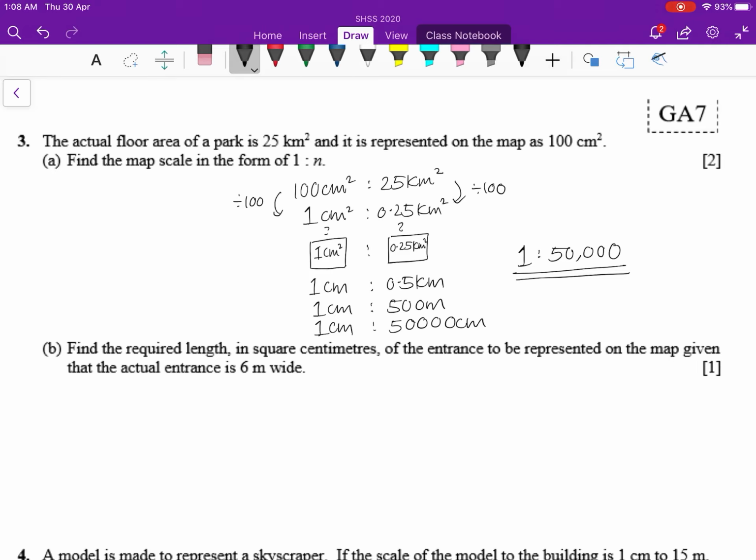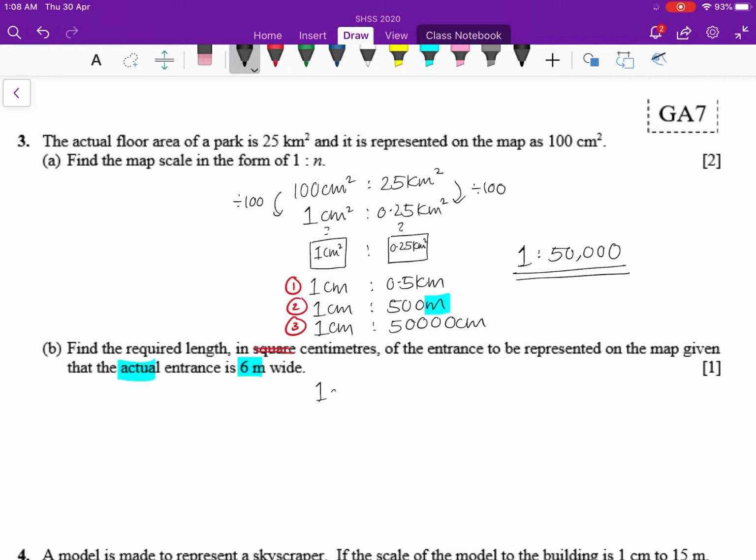Okay, so you see, you must be flexible enough to work forwards and backwards. Let's do part B. Find the required length in square centimeters. This is the part where the question is wrong. Find the required length in centimeters of the entrance to be represented on the map, given that the actual entrance is 6 meters wide. See, this is what I mean by I have cm to km, cm to meters, and cm to cm. I can then choose which one to use. In this case, the actual entrance is 6 meters. Actual meters, so I use number 2.